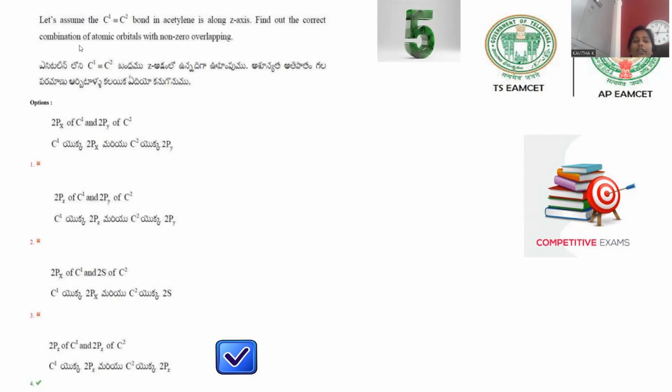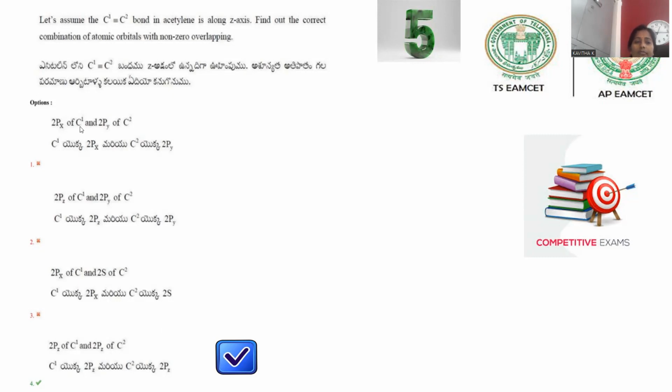Okay, in order to get that one, everybody should be aware that the carbon-carbon triple bond must be a linear one and they are lying on the Z axis. If that is the case, those same conditions are to be taken into consideration. Let's go with the options one by one.